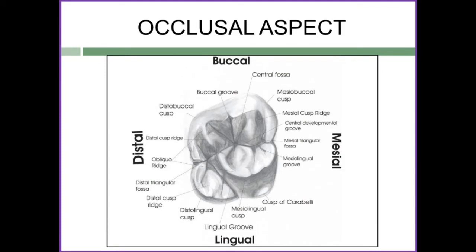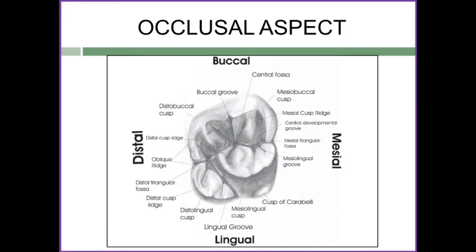Now talking about the most important aspect of this tooth, the occlusal aspect. It is somewhat rhomboidal in shape. Comparing it with the occlusal aspect of the mandibular first molar, in that tooth it was broader mesiodistally, whereas in the maxillary first molar it is broader buccolingually. Also, the mesial side is wider than the distal side, or we can say that this tooth tapers towards the distal side. Mainly 4 major cusps are present.